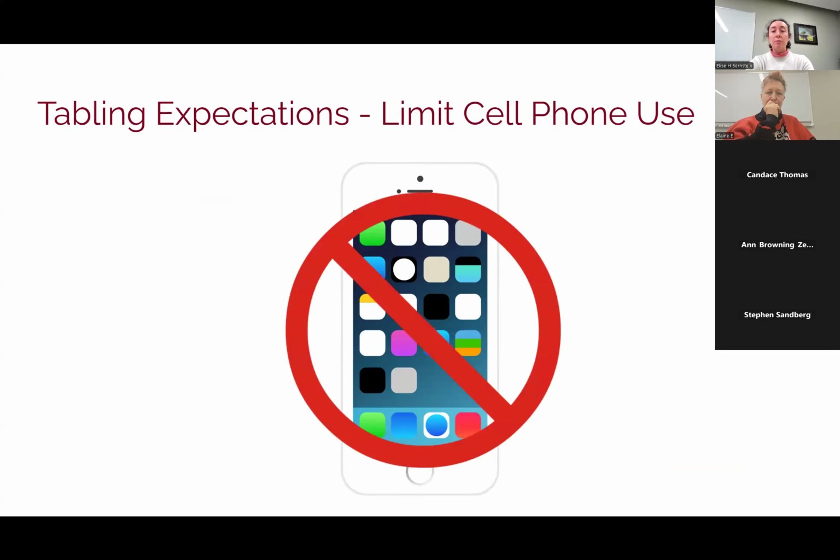Another important reminder is just to limit your cell phone use while you are tabling. When you're sitting there, there might be times when nobody is approaching your table. But if you're sitting in your chair, leaned away from the table, scrolling on your phone, that doesn't make you appear super approachable. So even when there's nobody at your table, try not to sit there scrolling on your phone.